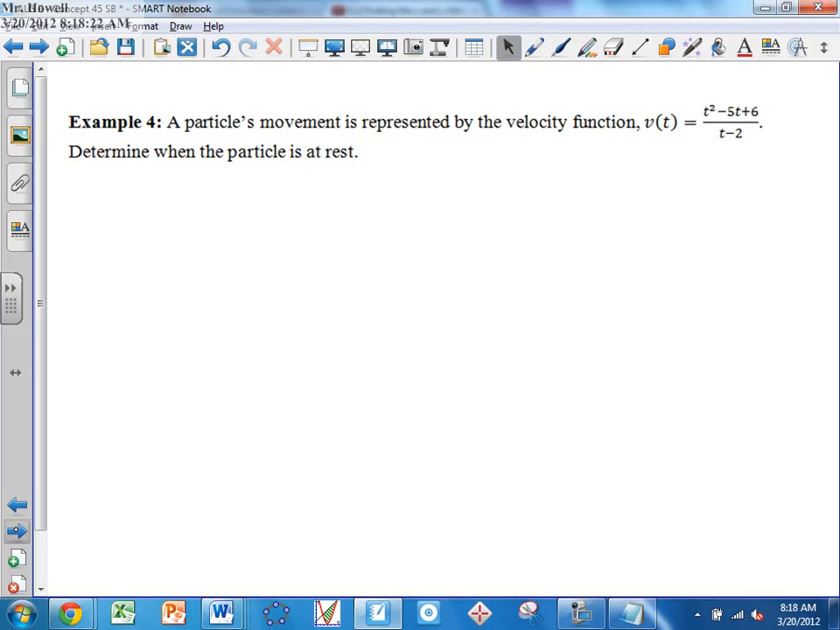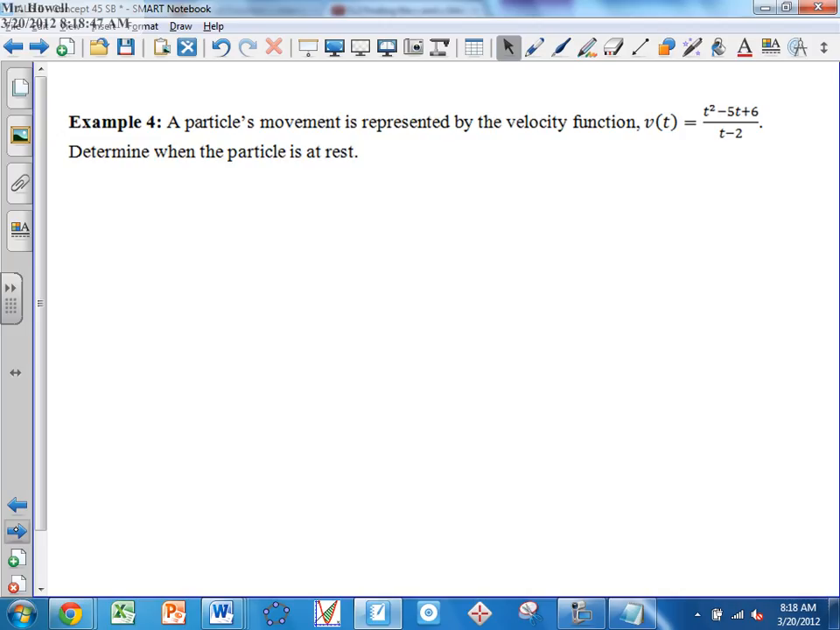A particle's movement is represented by the velocity function given by v of t equals, now the rational function is the following: quantity t squared minus 5t plus 6 all over quantity t minus 2. Determine when the particle is at rest.